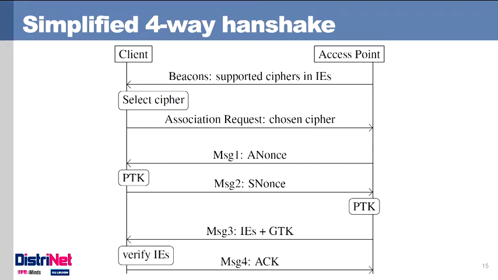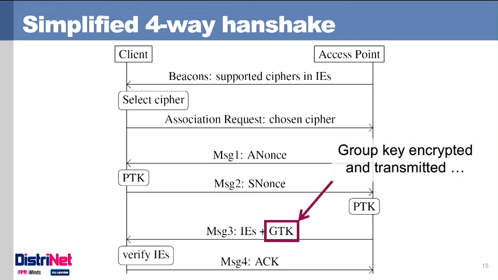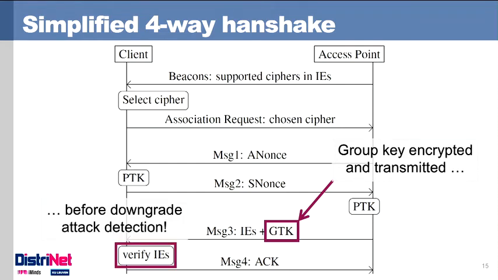So once the client has received the list of supported cipher suites, it can compare it with the cipher suites that are contained in the beacon in order to try to detect a downgrade attack. For example, if there was a man in the middle that said the access point only supported an old cipher, that downgrade attack will be detected here. So what's the problem with this approach is that this message 3 also contains the group key in an encrypted form. In other words, it is sending and encrypting the group key before a possible downgrade attack is detected.